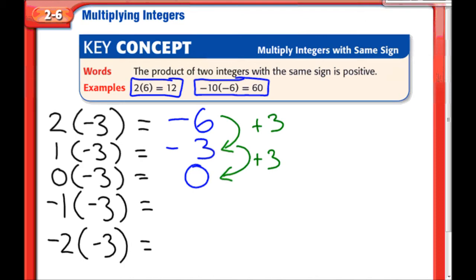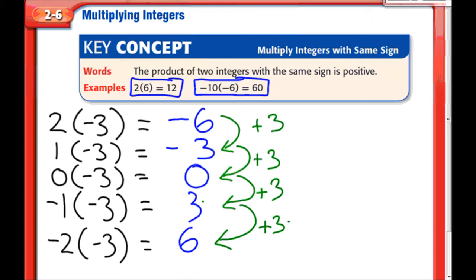So without even really looking at the next two problems, I think I can predict what the next two answers are going to be. 0 plus 3, well, that should be 3. And if I add another 3, this 3 right here, plus this 3, that's going to get me 6. Oops, I meant to write that in blue.